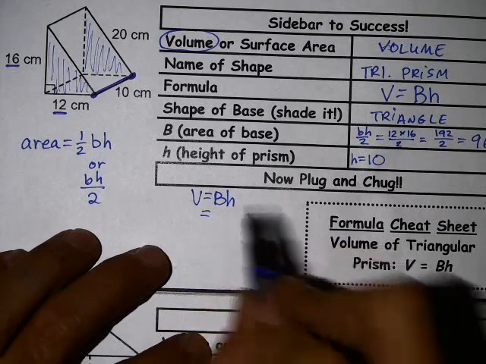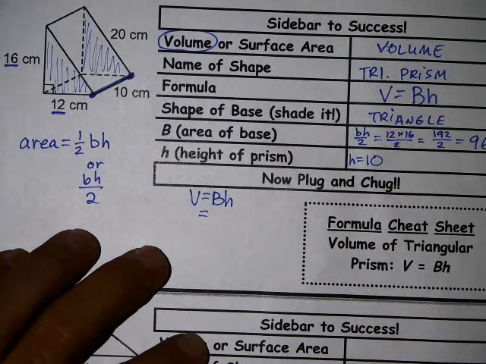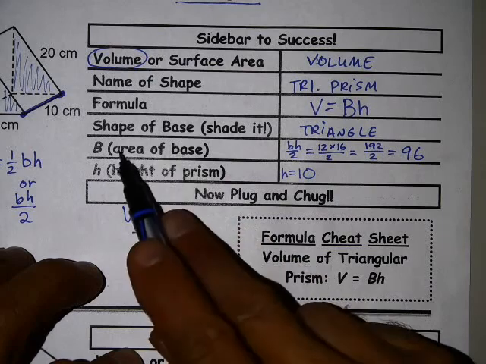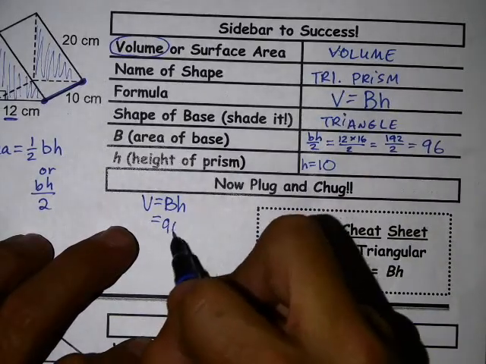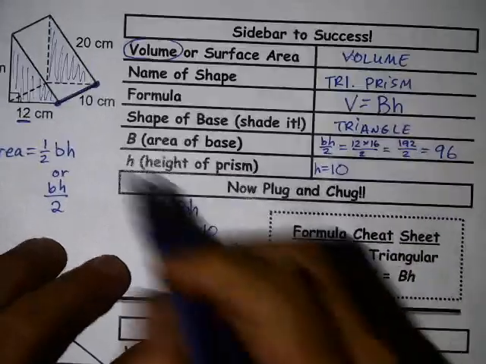Please don't ever just think, oh, there's this number here, I'm just going to put it right there. Nope, you have to solve something first. And we did that right here. We did the area of the base, big B. We found that it was 96.